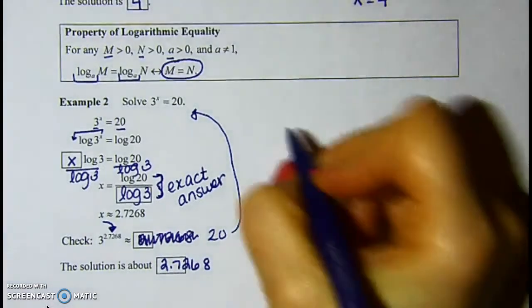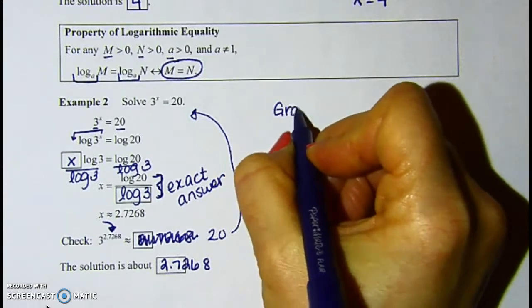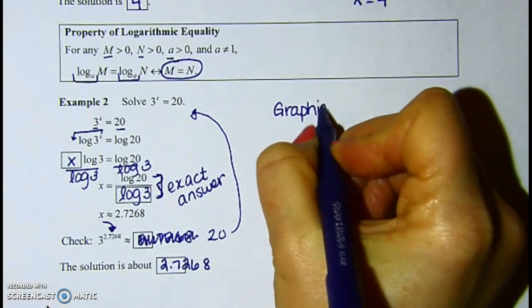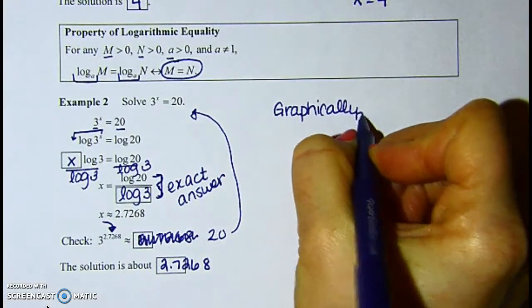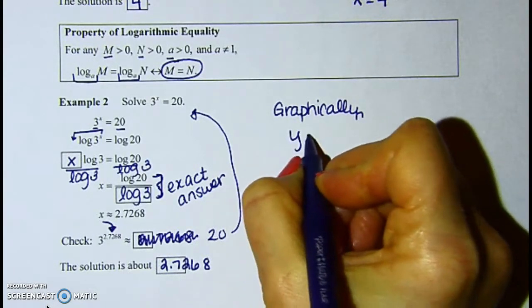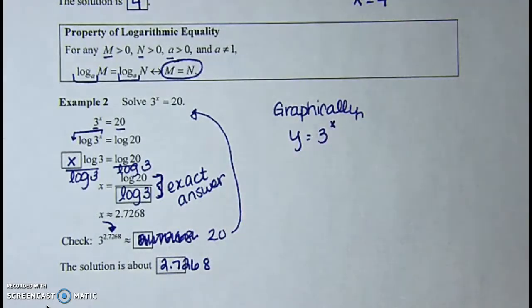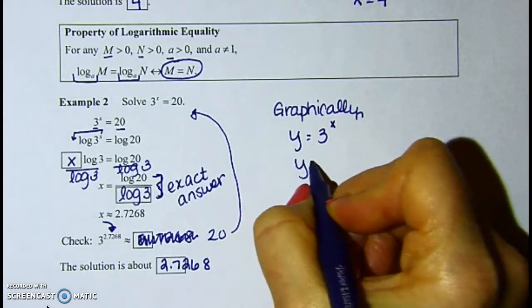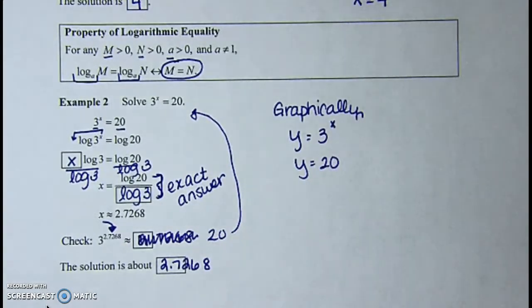We could also check this by working it graphically, so you can also check your work using Desmos, where I would set y equals 3 to the power of x on one line, and on another line, I would set y equal to 20 and find their point of intersection.